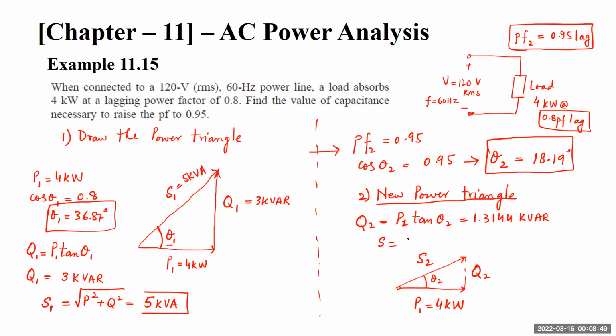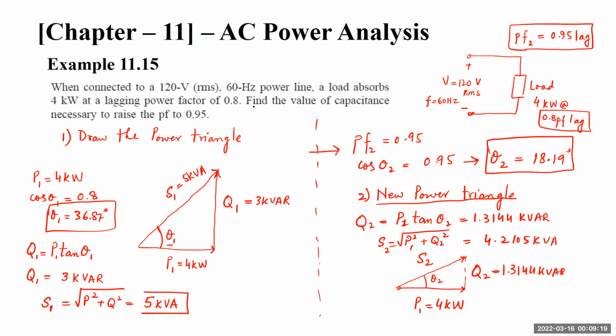So S2 will be the square root of P2 square plus Q2 square. Having this value of 1.3144 kVAR, squaring both and taking the square root, my S value will be 4.2105 kVA. So this is my S2. My S2 value will be something like this.